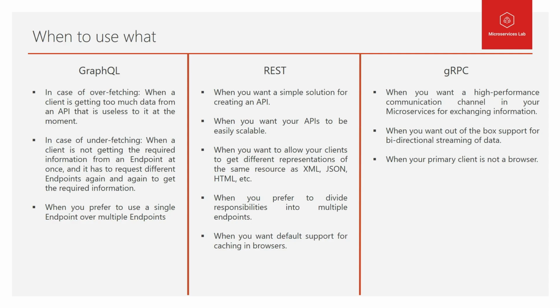When you want out of the box support for bidirectional streaming of data. Yes, gRPC provides support for bidirectional streaming of data by default, and it also provides pluggable support for authentication, load balancing, etc. When your primary client is not a browser. As you know, gRPC includes invoking of remote procedures. So a browser cannot invoke a remote procedure directly. So when your primary client is not a browser, you can use gRPC easily. This is actually when to use what.